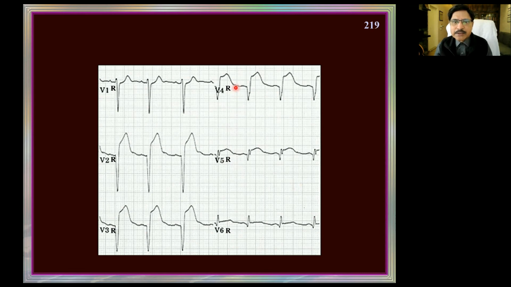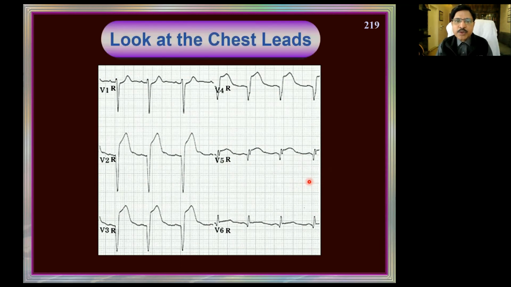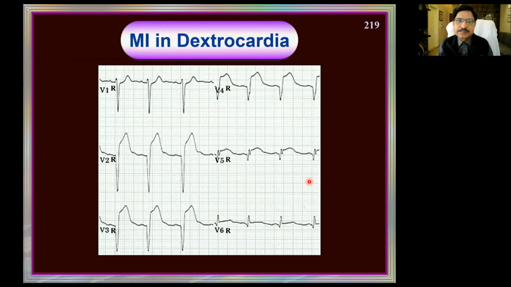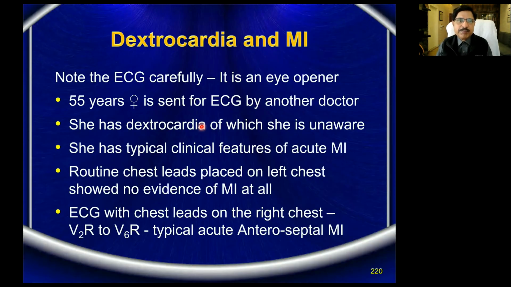In clinical practice, if left-sided leads are normal, and if the patient is sick enough to be treated as myocardial infarction, you have to immediately do the right-sided leads. This is an MI in dextrocardia. What type of MI? Acute anterior MI in this one, mostly anterior, not much lateral. So it's an acute anterior and anteroseptal MI of the dextrocardia.